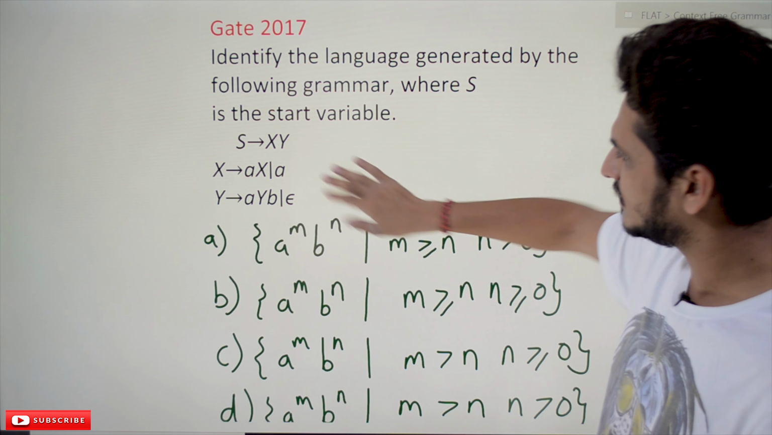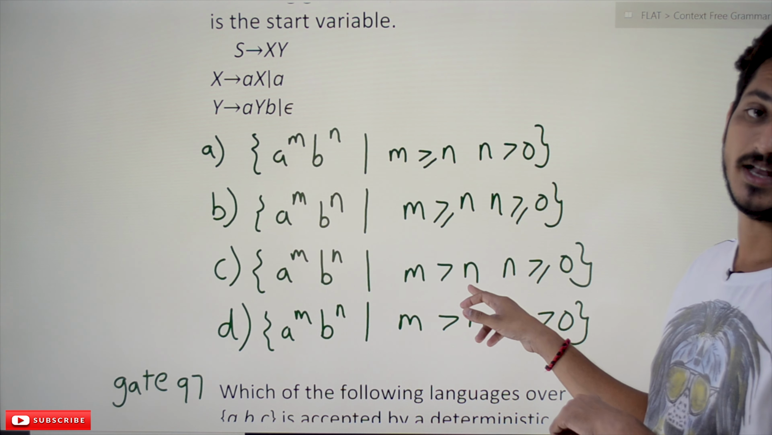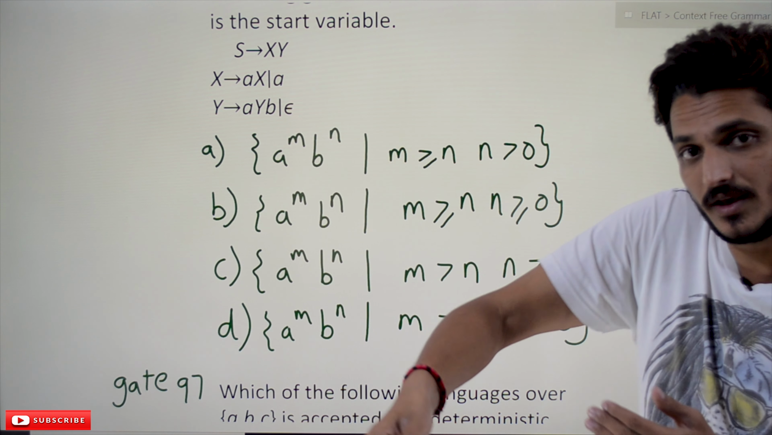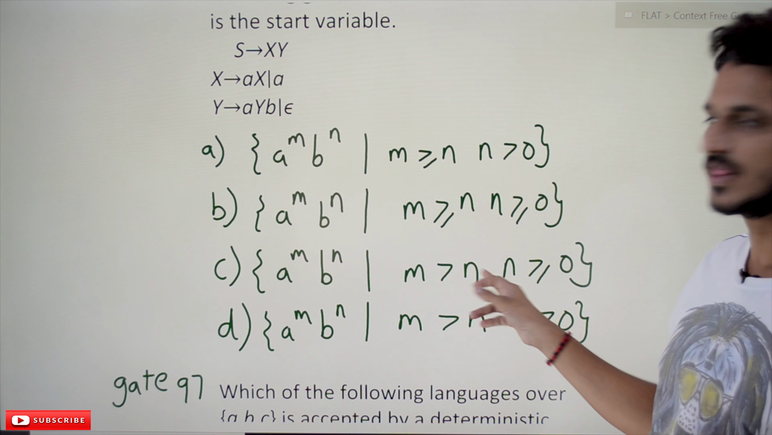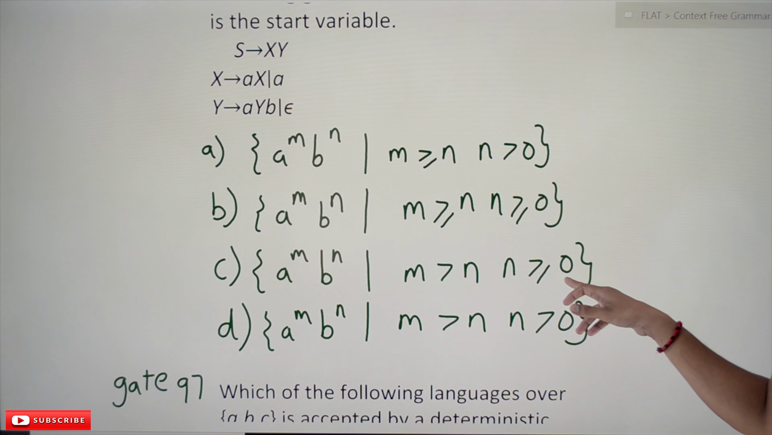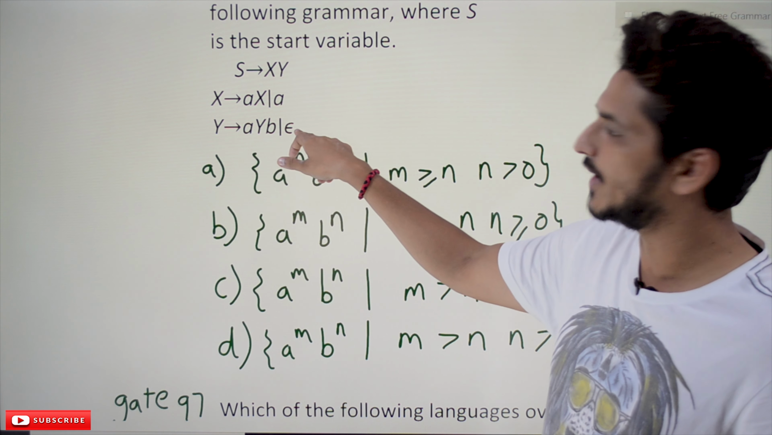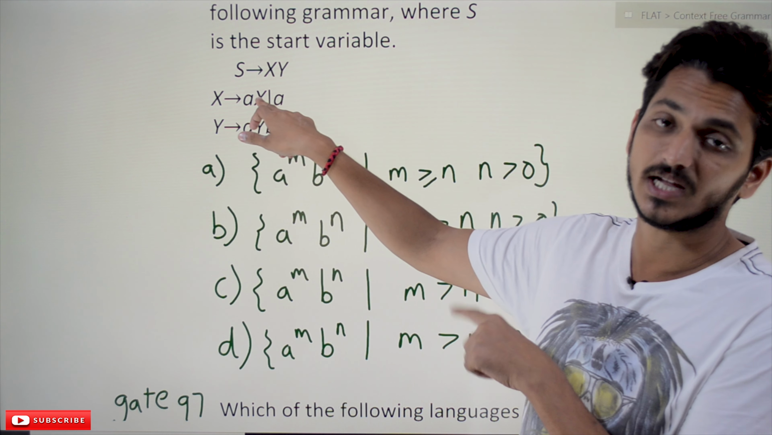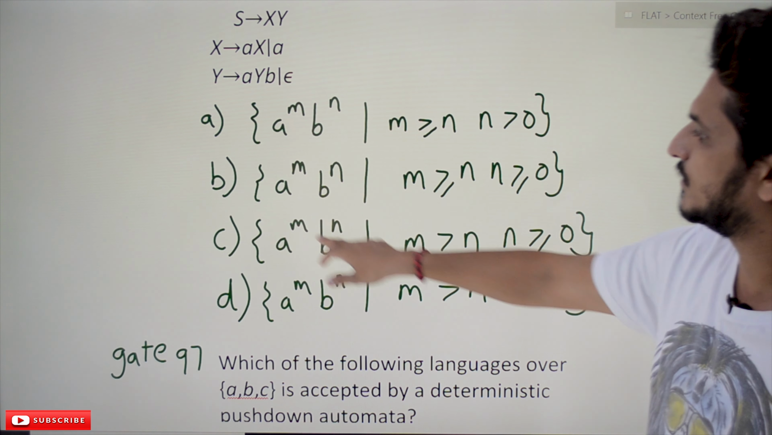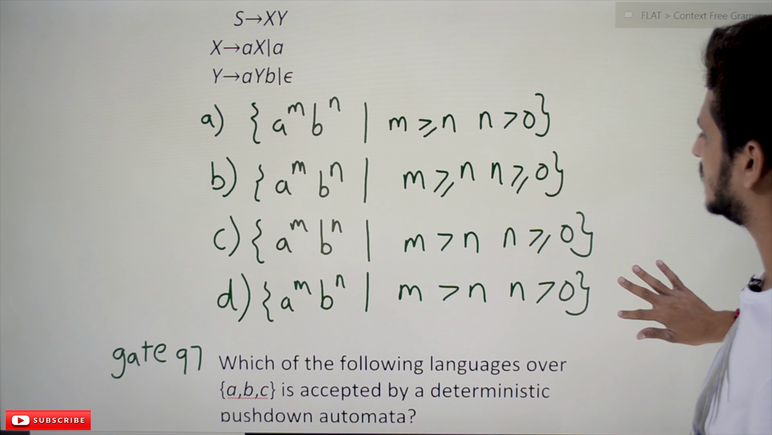So from this, what's the language? It is a power m, b power n, where m greater than n. Why m is greater than n? M means a. At least one a should be there on x, means m greater than n. And n greater than or equal to 0. No need to find b's because y can stop using epsilon. Single a is also accepted. That's why n greater than or equal to 0. So the language is a power m, b power n, where m greater than n greater than or equal to 0. This is what the option C is the answer.